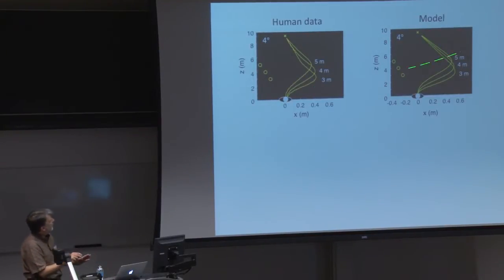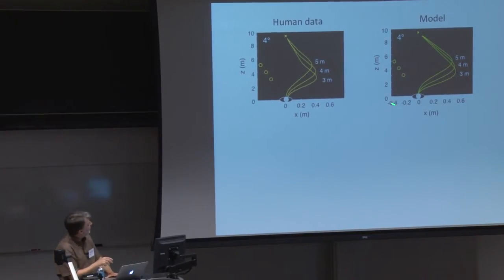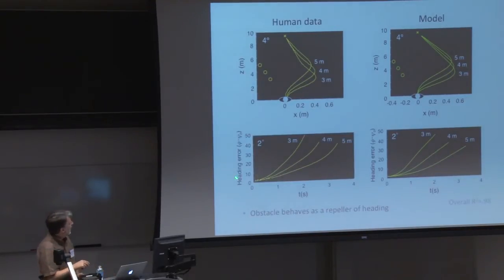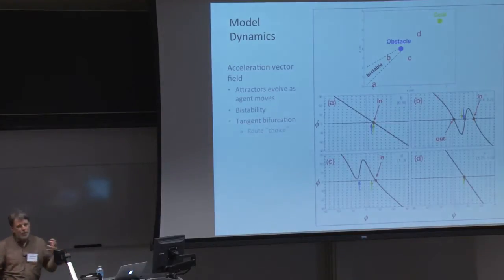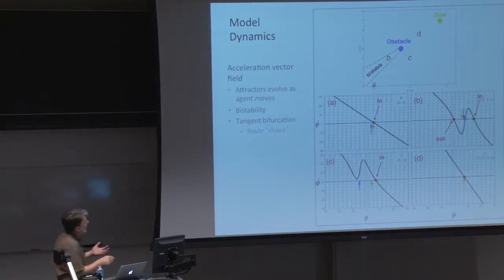Data, again, on the left and the model on the right. So obstacles in 3 different positions. And you deviate depending on the position of the obstacle. The model does the same thing. And now the time series of the heading errors is increasing over time. So it's acting as a repeller, right? The obstacle direction is acting as a repeller of your heading. So now, if you kind of put these things together, you linearly combine the obstacle term and the goal term, you can start making some interesting predictions, right?